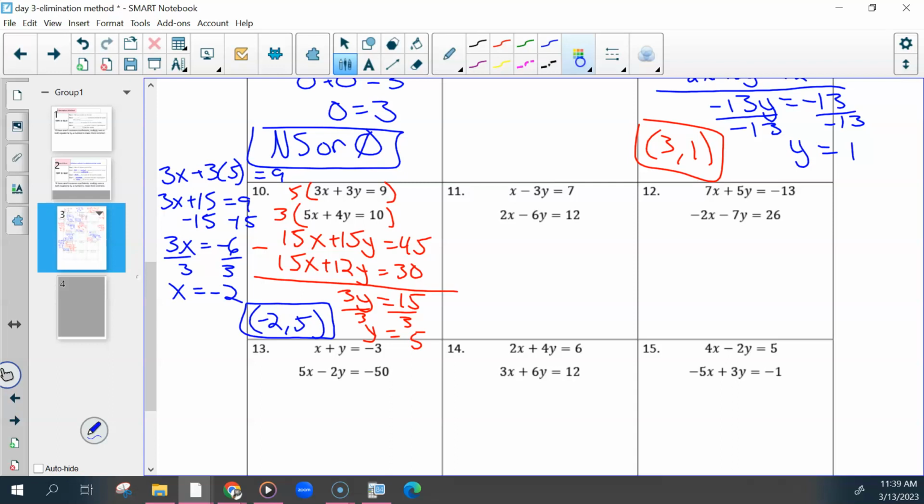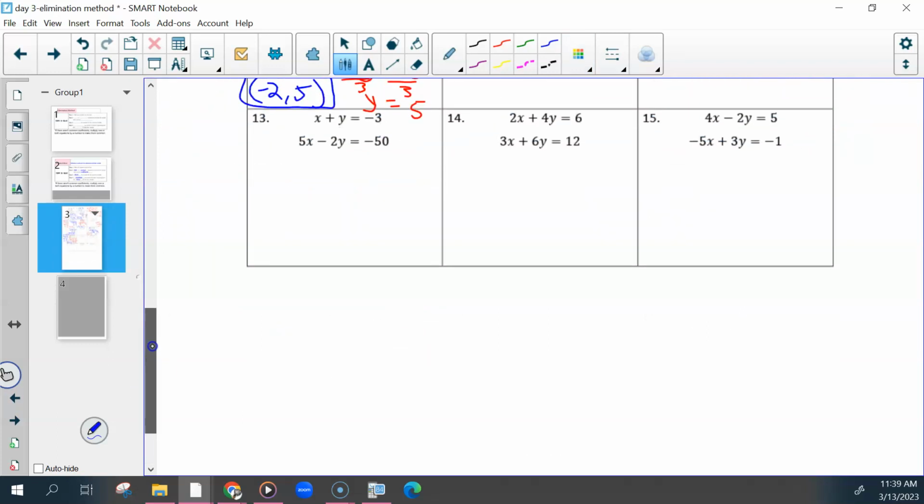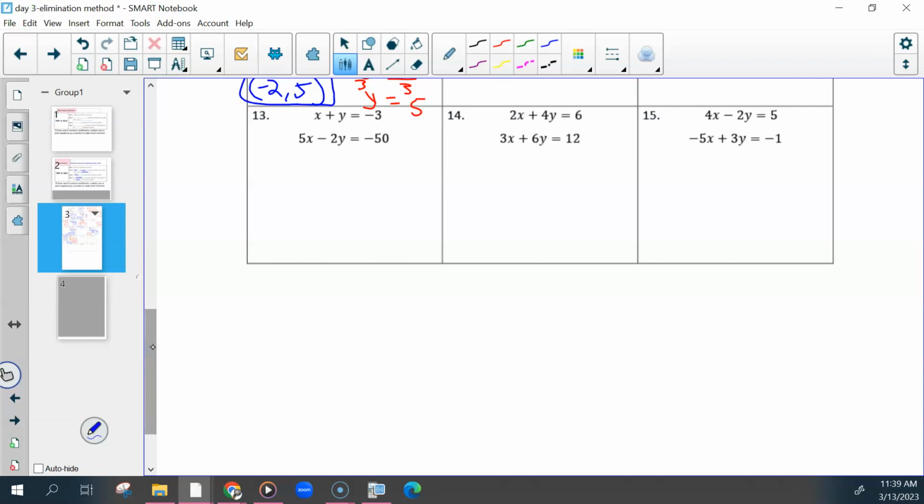And let's do one more. 13. We don't have common coefficients. We need to make some. Do we want to eliminate x or y? Okay. And if you want to eliminate y, go for it. So we'd have to make these both the same.